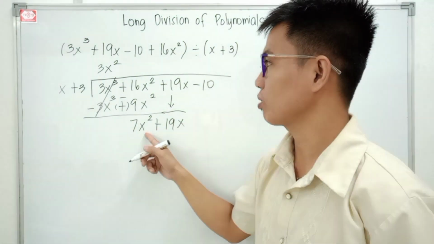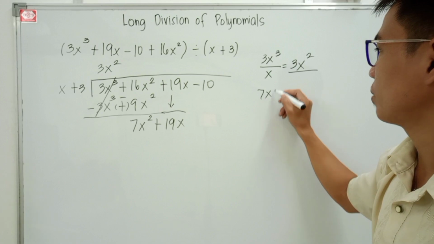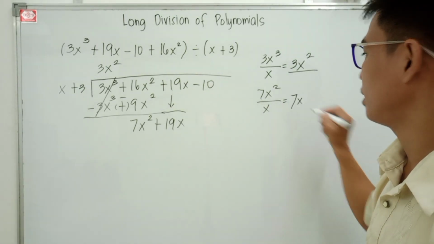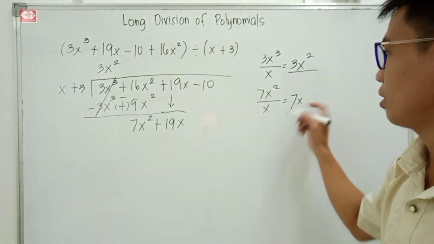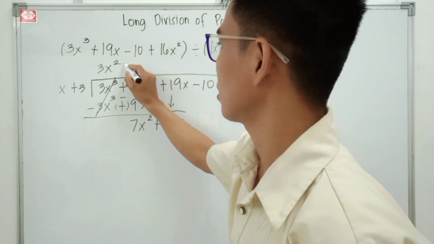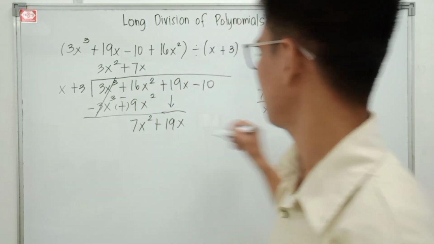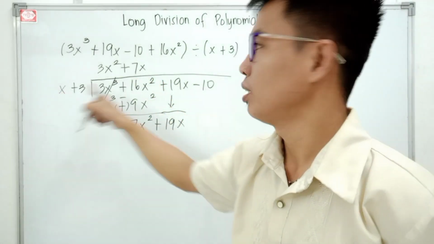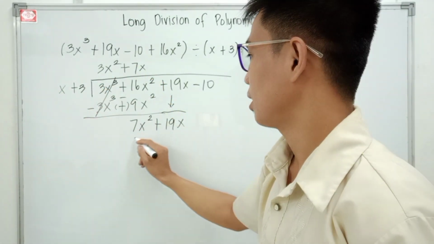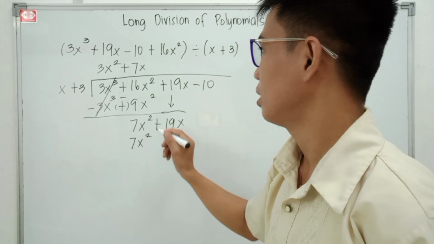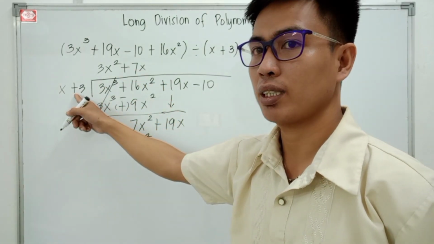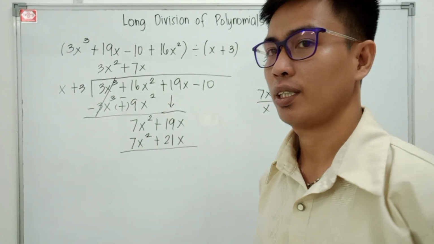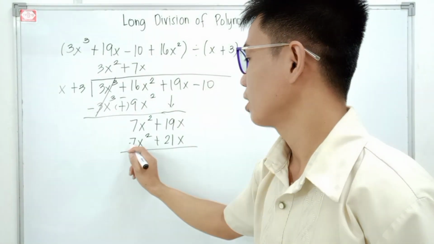Then again, go back to the first step. Divide 7x squared by x. And that will be 7x. Then yung result natin dito, sulat na natin dito. So that will be plus 7x since positive siya. And then multiply the result to the divisor. So 7x times x, that is 7x squared. And 7x times positive 3 is positive 21x.